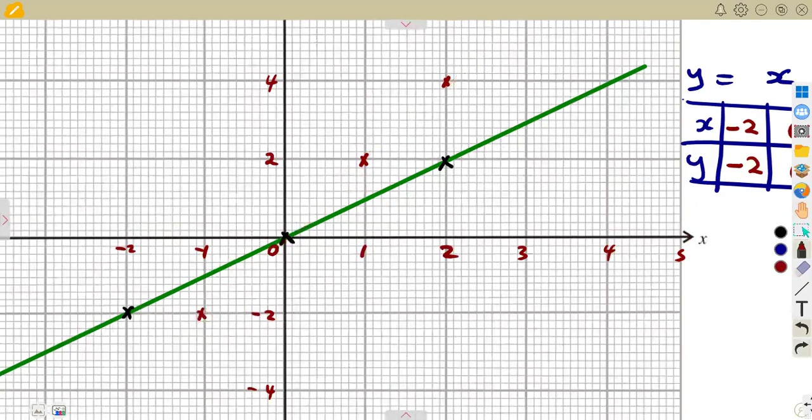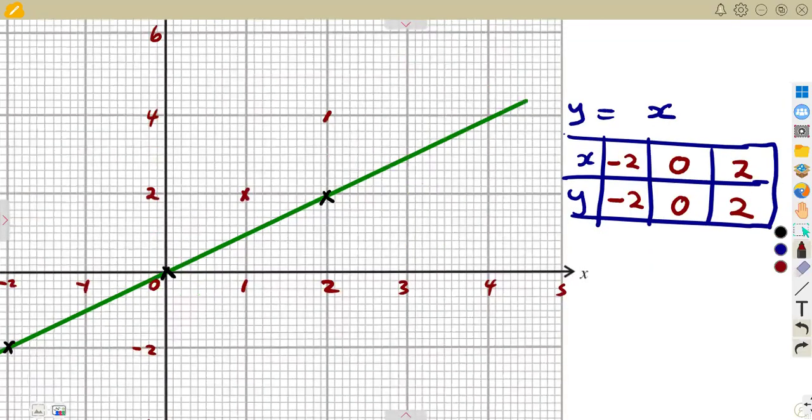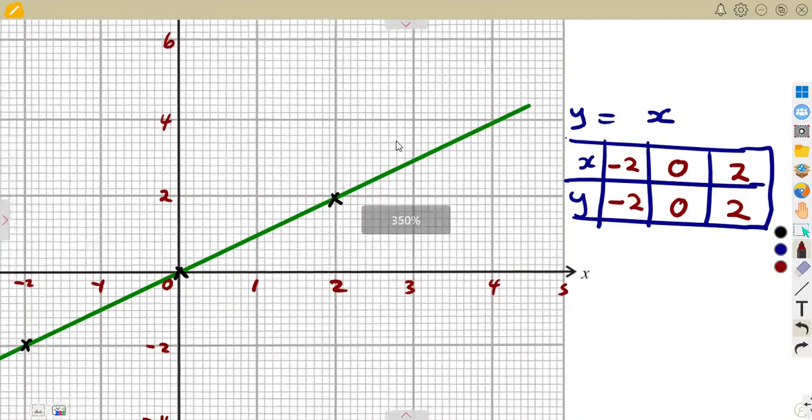But it's no longer like that on this Cartesian plane. It is the Cartesian plane that makes the difference. It is the same line of y is equal to x. So this is what I'm trying to say.